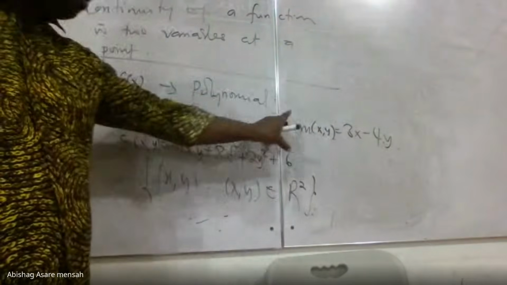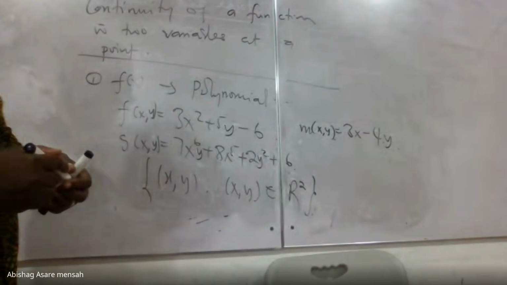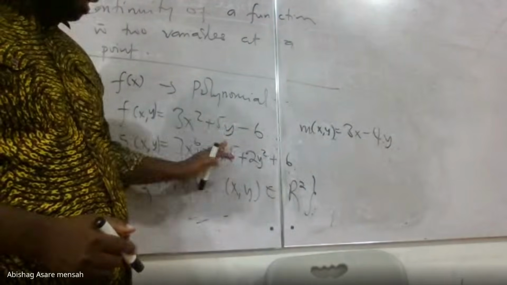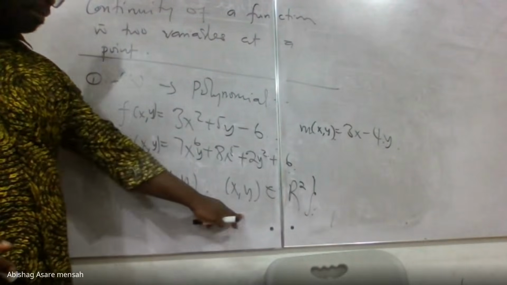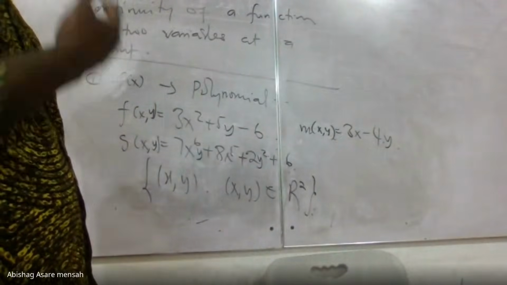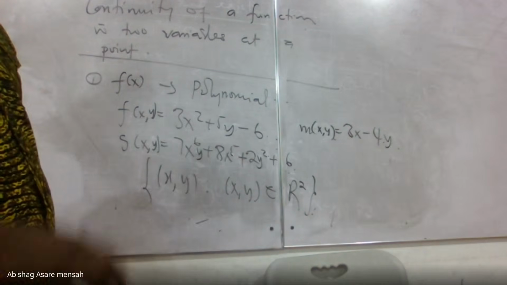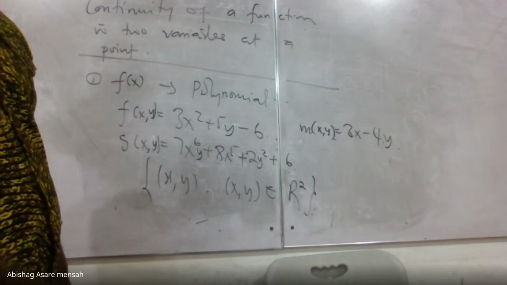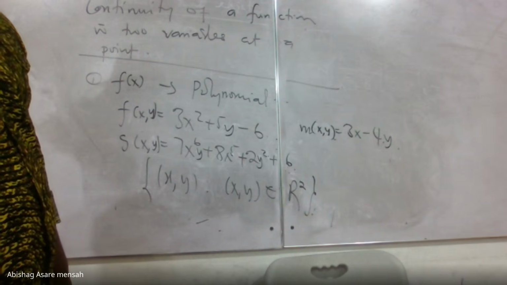So anytime you have this kind of expression, they are in polynomial form. They ask you to find the points where these curves are continuous. The first is in polynomial form. So we say that the function is continuous on all real numbers. X and y, they are continuous at each point.